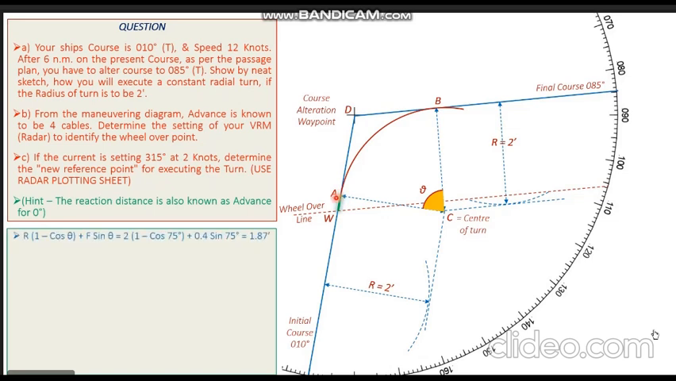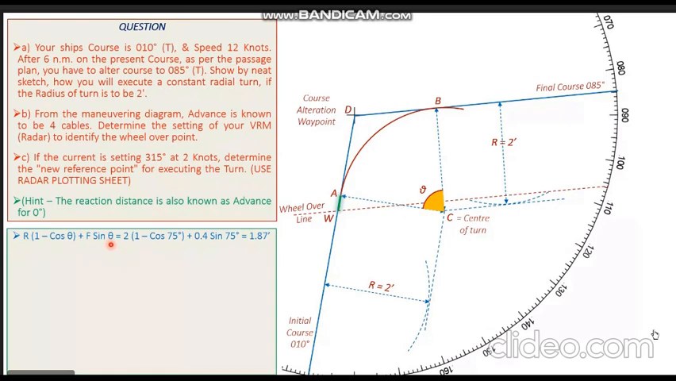Now that is done using the formula R into 1 minus cos theta plus F sine theta. R in this formula is the radius of the turn. Theta is the angle by which the ship is turning. F is the reaction distance, and theta again is the angle by which we are turning.